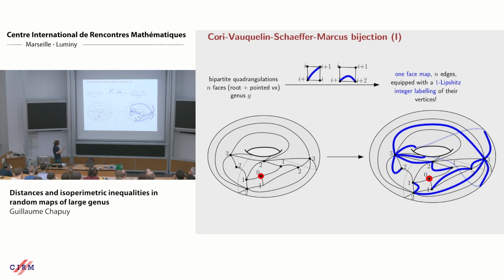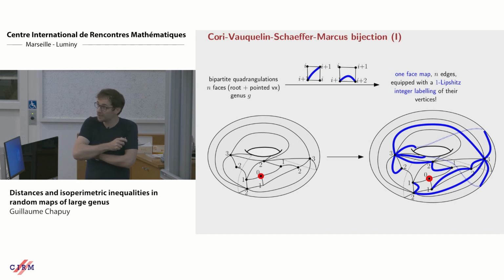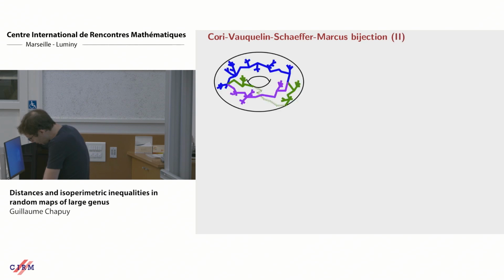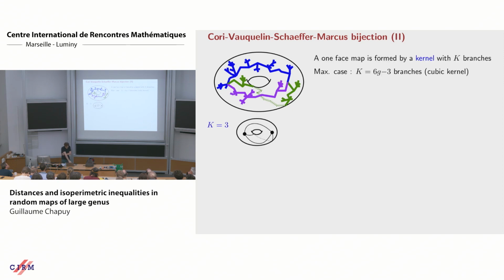This is extremely powerful because on the left you have a very complicated object, a quadrangulation of genus G. You can have very long cycles. It's a very complicated object. On the right you just have something with one face, which is much simpler. Just to show you why it's useful, let's look at genus 1. What does it mean for a map of genus 1 to have one face? Essentially, it looks like this. By an Euler characteristic argument, a one-face map can have only finitely many cycles, so in genus 1 it can have only 2 independent cycles.